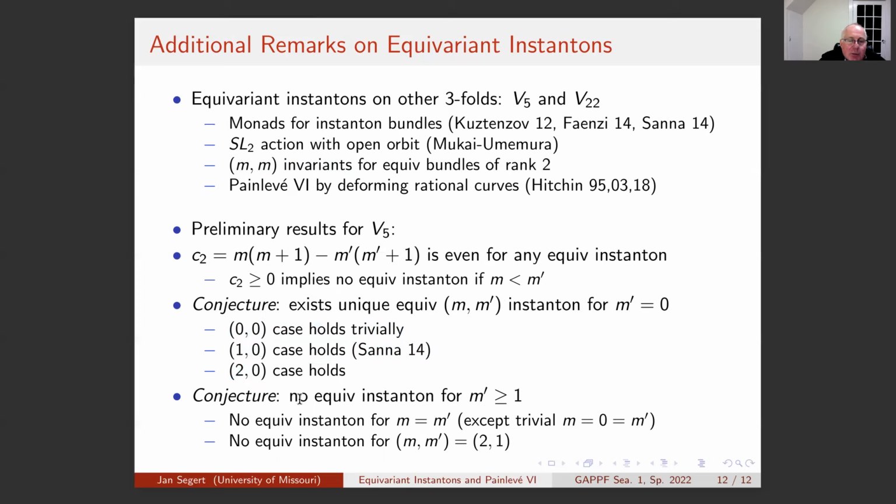I also conjecture, just like on P3, that there are no equivariant instantons for M prime equal to one. It's easy to check that. From Atiyah-Bott, you can check that none exists here except for the trivial 0, 0, 0 case. And I also recently checked again, with a more involved calculation, that there's no equivariant instanton of this type. So basically, I believe that for V5, things are going to work out the same way as for P3. Namely, there's a countable family of equivariant instantons, and for each Chern number there's either 0 or 1. There's a very specific sequence of Chern numbers where they occur, and for those Chern numbers, there's exactly one.